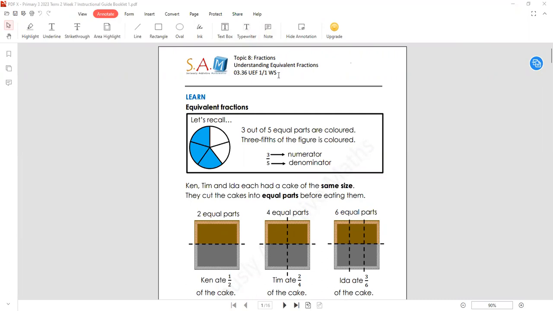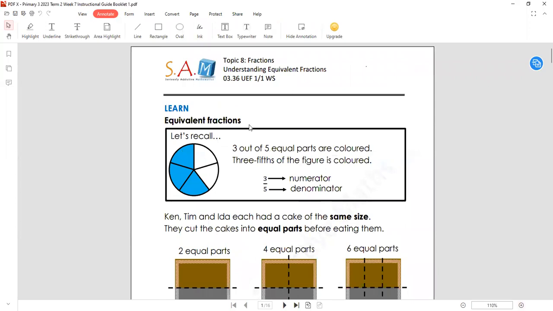So we're going to start off with equivalent fractions. A good thing to start the lesson is to do a quick recap of what fractions is about, because it's been a while since they did it. So for example, if they see this fraction here, it actually means 3 out of 5 parts, right? 3 out of 5 parts. Now, what is 3 out of 5 parts?